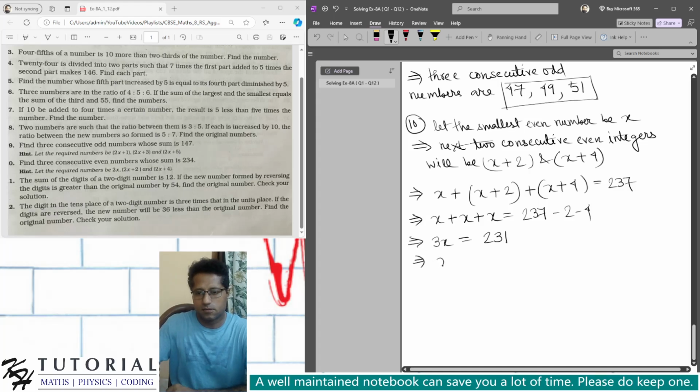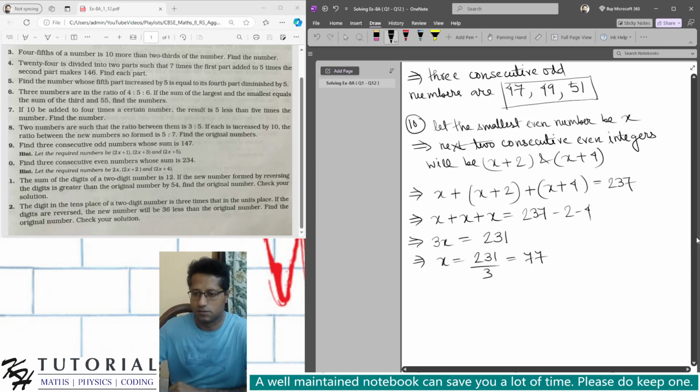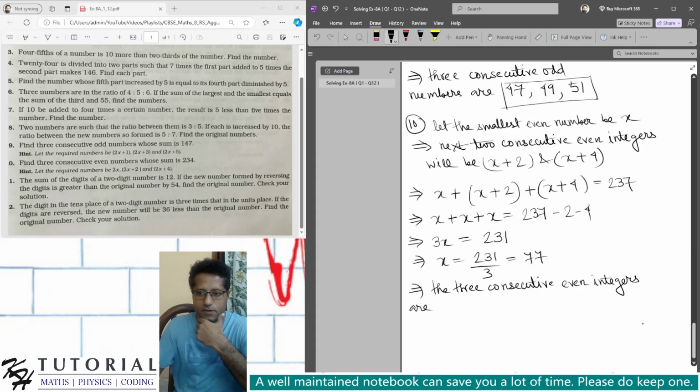This implies x is equal to 231 divided by 3. This is 77. So the smallest even integer is 77. So this implies the 3 consecutive even integers whose sum is 237 will be x is 77. Sorry, why is x 77? x has to be an even integer.